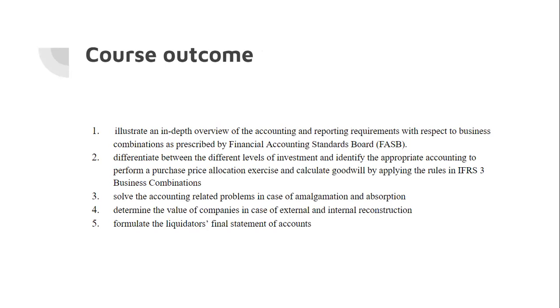So one thing that we all know about IFRS is it does not just give us a guideline on accounting aspects, but also on how to report these things to your stakeholders or users of the financial statements. So it is accounting and reporting requirements of what? Of business combinations as prescribed by your Financial Accounting Standards Board. Second outcome, differentiate between the different levels of investment. All right, and identify the appropriate accounting to perform a purchase price allocation and a goodwill calculation.